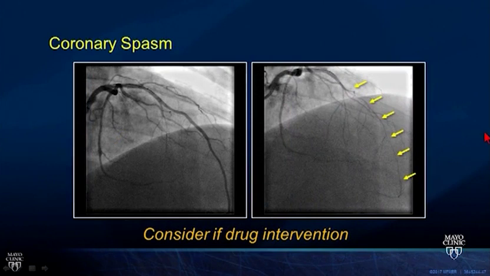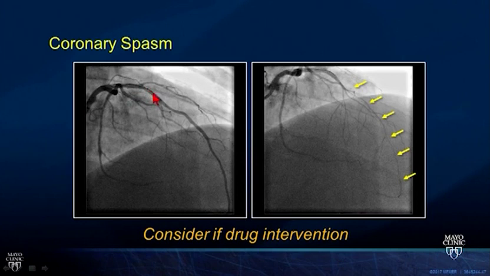Another thing that can come up on boards is spasm. And think about this, particularly if a drug intervention is performed, patients who get acetylcholine to provoke spasm, or patients who are given nitroglycerin to resolve the abnormality. This happens to be an acetylcholine infusion.